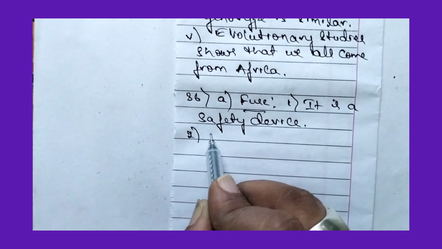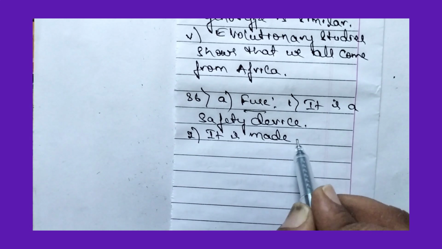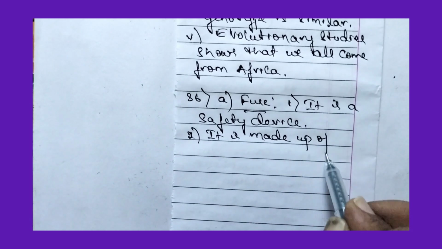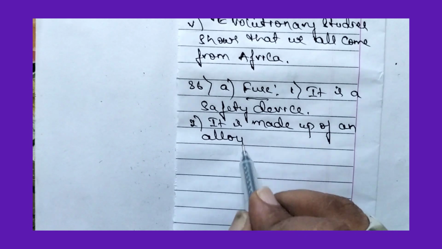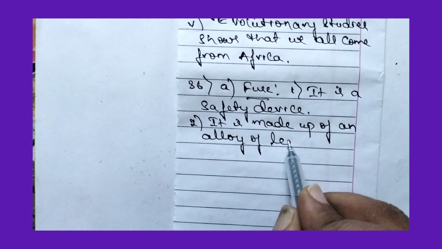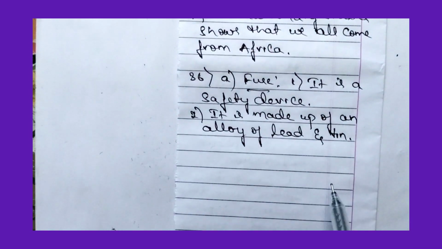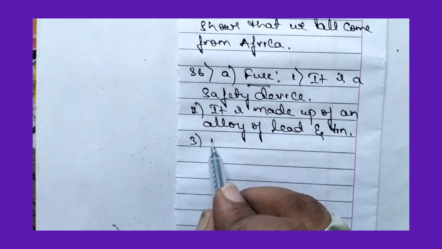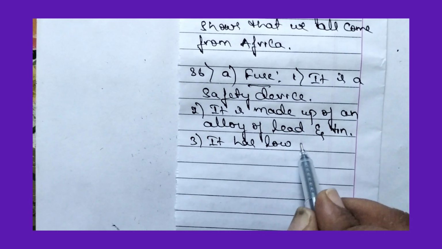Second point, it is made up of an alloy of lead and tin. It is an alloy of lead and tin. Then it has a low melting point.